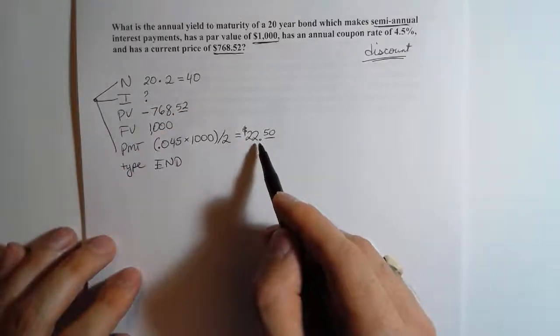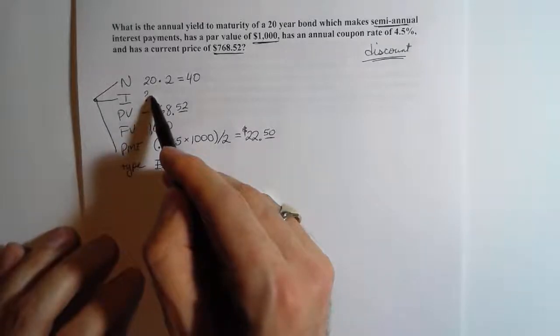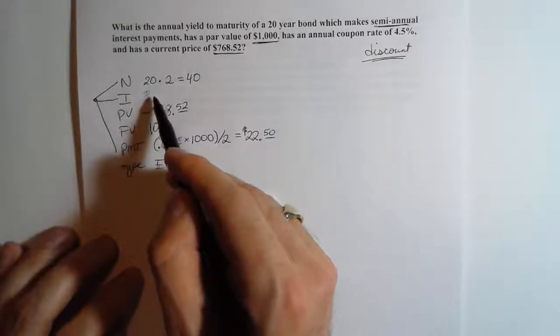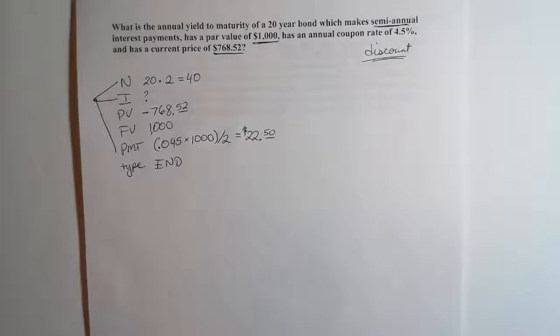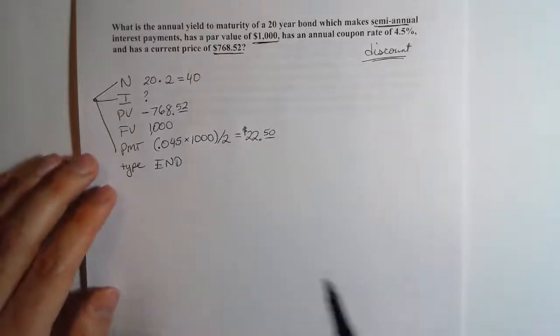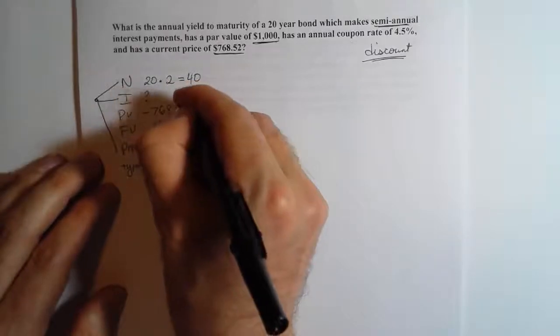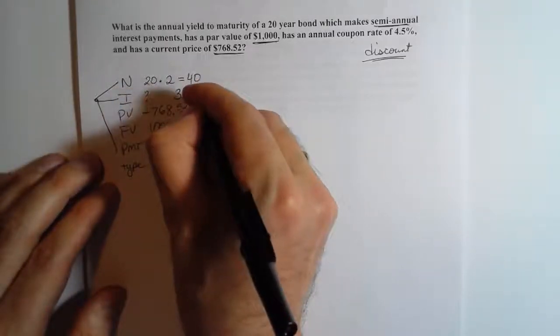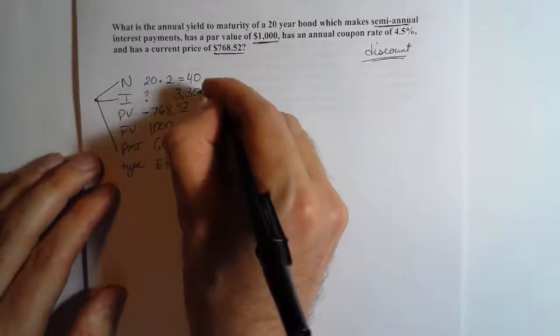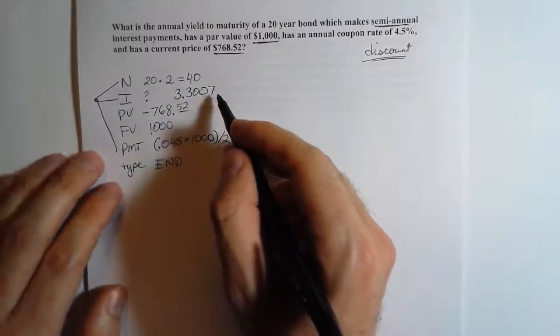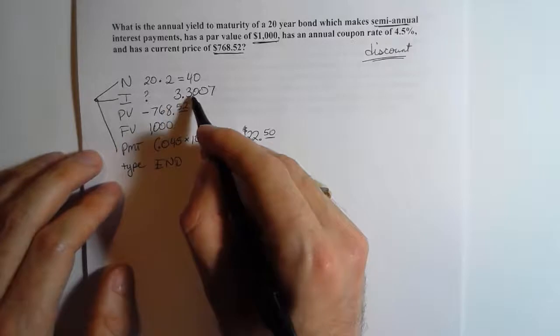At this point, you move your cursor in the time value of money solver up to the interest rate line, and then you hit alpha and enter, so you will solve to find the interest rate. I recommend that you pause the video to do that and see what you get. If you did that, what you would have gotten for the interest rate is 3.3007, and I held on to a couple of extra decimal places here.